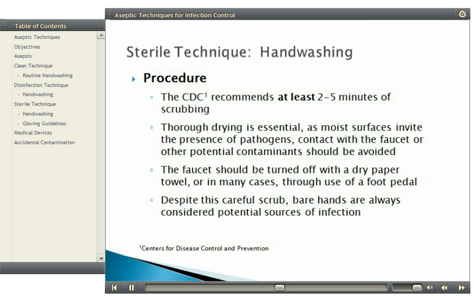Thorough drying is essential, as moist surfaces invite the presence of pathogens. Contact with a faucet or other potential contaminants should be avoided. The faucet should be turned off with a dry paper towel or, in many cases, through the use of a foot pedal. Despite this careful scrub, bare hands are always considered potential sources of infection.